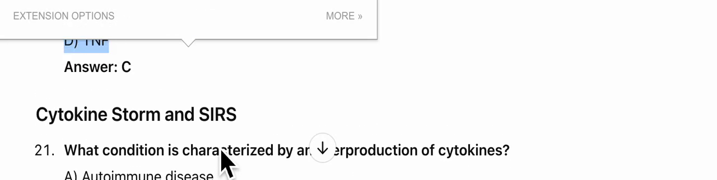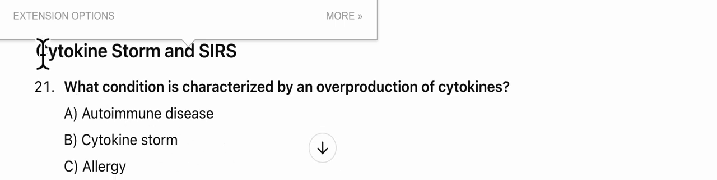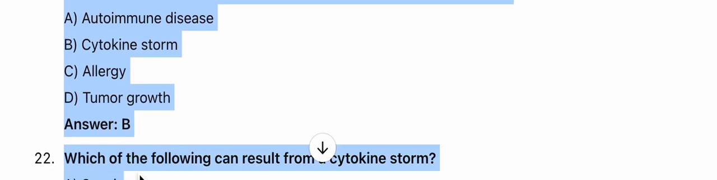Which cytokine is anti-inflammatory? A. IL-6, B. IL-1, C. IL-2.